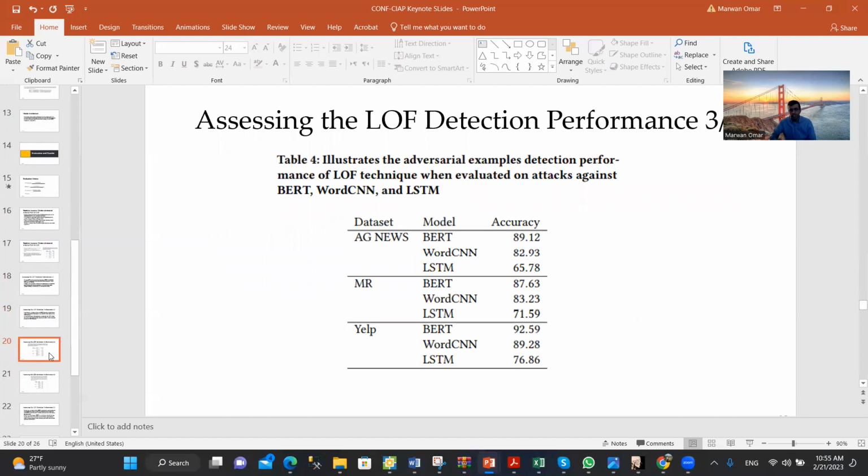Here is more information about the results. So we have the same data sets, AG News, MR, and Yelp. The models again, BERT, CNN, and LSTM. After implementing our local outlier factor technique, we can see that the accuracy has gone up significantly, literally from 20%, 21% to now 89% on the AG News. Where CNN now has a classification accuracy of 82%. On the Yelp dataset, BERT did really well, achieving 92%. So this goes to show the effectiveness of the LOF technique in detecting adversarial examples.